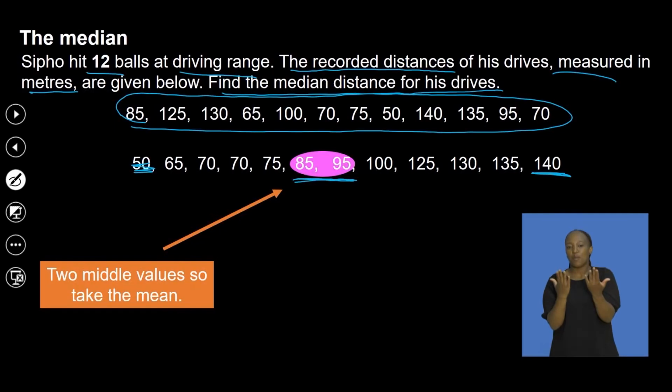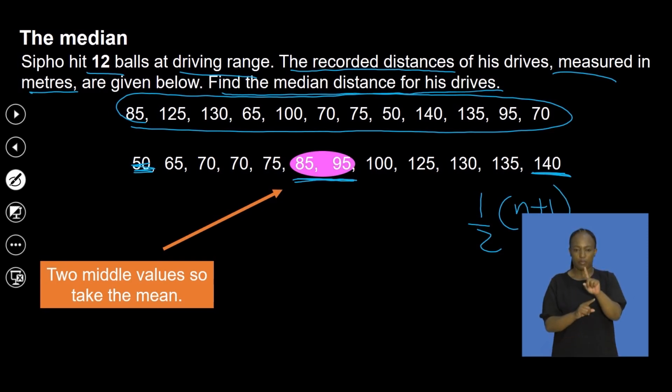So we can find the position of the median by saying a half n plus 1. So this is the position of the median. What is n? n is what? 12. Okay, are we together? So this is a half, 12 plus 1, which is 13 over 2.